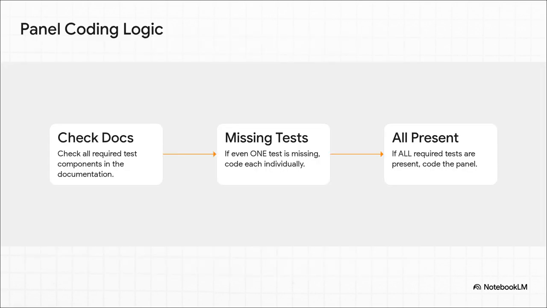Think of a panel like a fast food combo meal. Step 1, check the bag. Step 2, realize that if you're missing the fries, you can't claim the combo. You literally have to bill everything a la carte. If even one required test is missing, code each performed test individually.